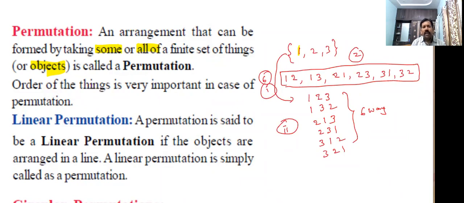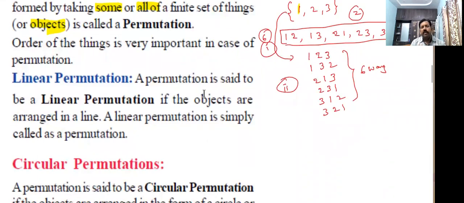Students, did you understand? An arrangement that can be formed by taking some or all of a finite set of things is called permutation. In permutation, order plays the main important role. Okay. Next, permutations are of two types. One is linear permutation, another one is circular permutation. What is linear permutation? The things or objects that can be arranged in a line is called linear permutation.